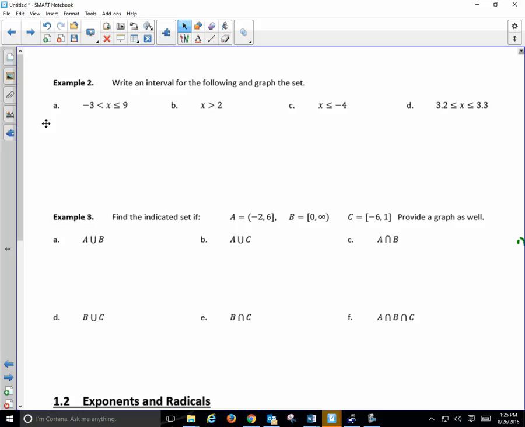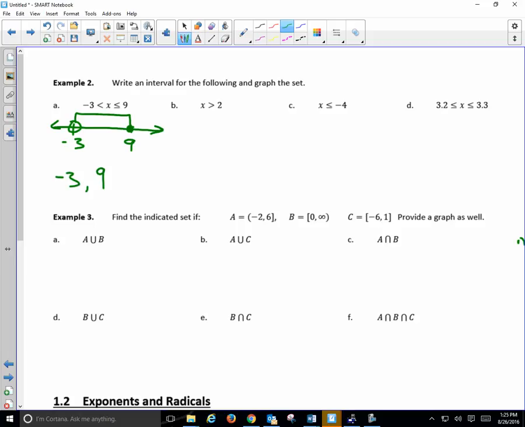Here, write an interval for the following and graph the set. So negative 3 to 9. Again, I always like to start with the graph. Open circle, closed circle. And so as you express that as interval notation, again, we have negative 3 and we have 9. And we have a parenthesis and a bracket. Anytime you see the equal sign or the circle, that means bracket. Please do letter C on your own. Don't worry about B and D. That would be just redundant.